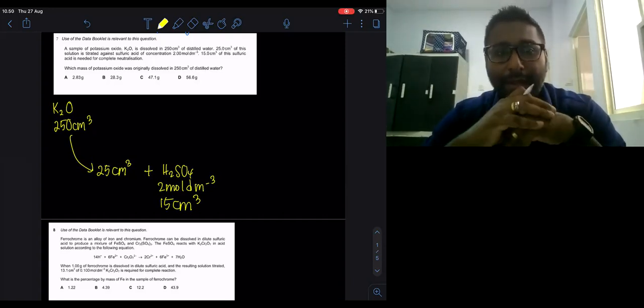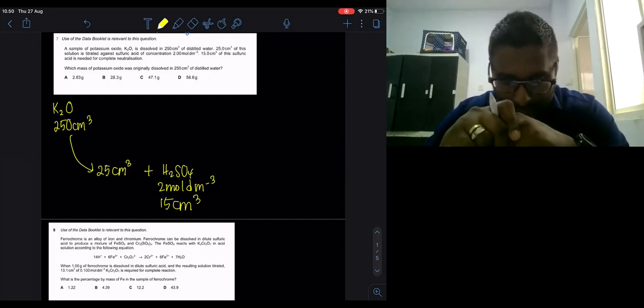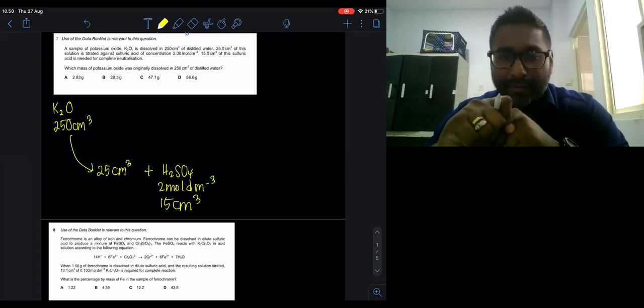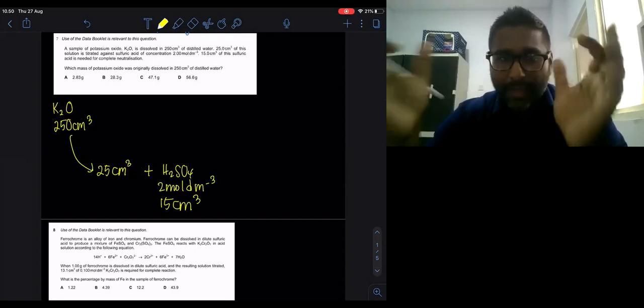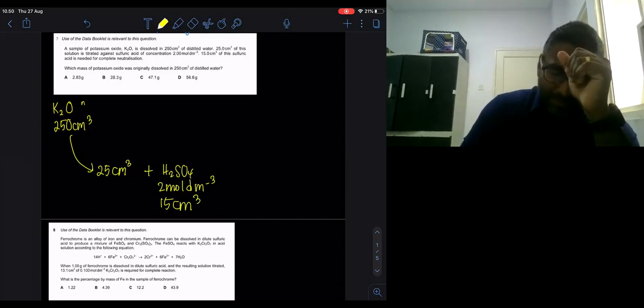You can see that they have K2O. They dissolve it in distilled water. Then after that, out of that 250 cm cube, they take 25 cm cube. And then after that, they react it with H2SO4. And then you will have something. So they are asking what is the original mass of K2O.